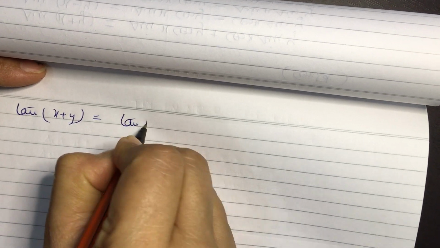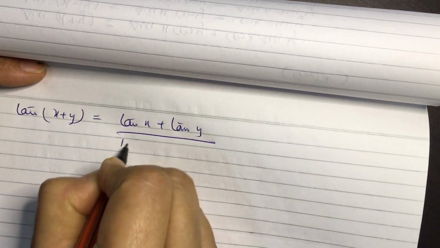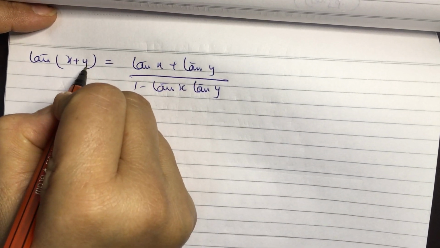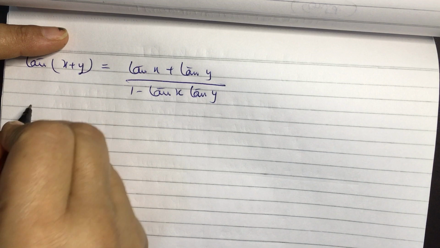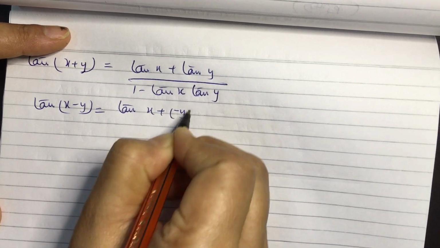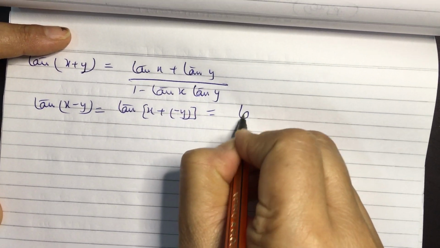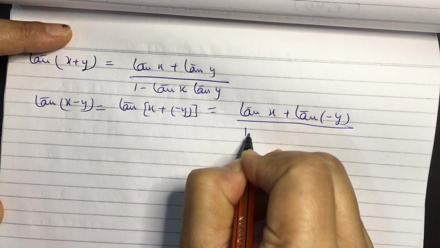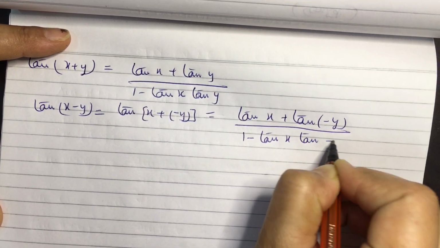And how do we do that? We have seen that tan of x plus y is equal to tan x plus tan y over 1 minus tan x tan y. Now substituting in place of y, if I write minus y, what do I get? Tan of x minus y can be written as tan of x plus minus y. So I get tan of x plus tan of minus y whole upon 1 minus tan x tan of minus y.